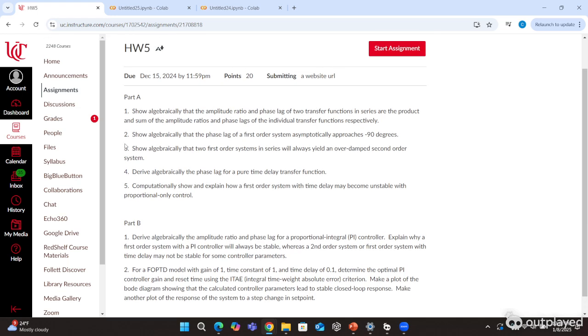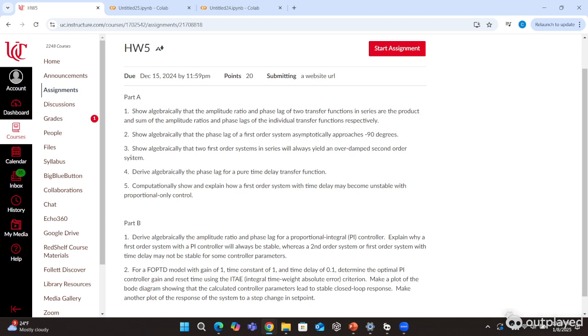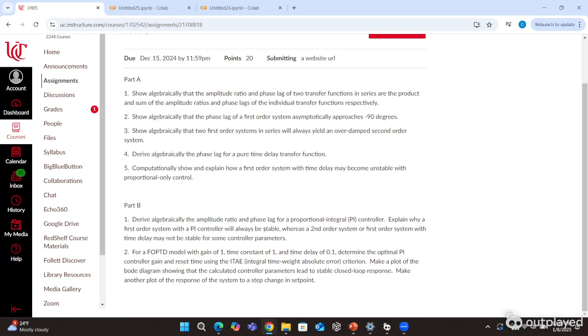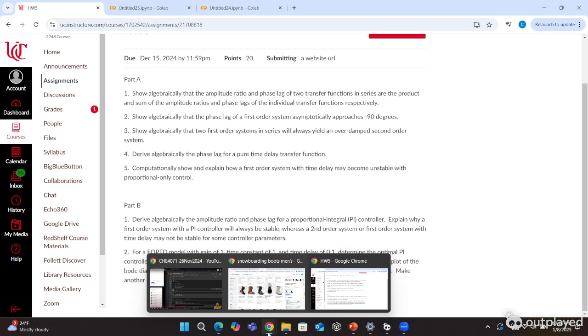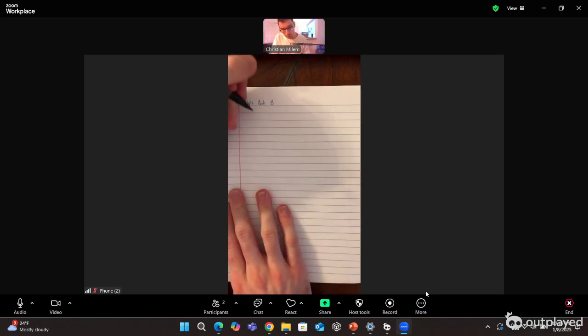All right, so a lot of this is going to tie in directly with this principle that we proved on part A, and then this principle, right? Or I guess these two right here for what's going on with the time delay for first order. All right, so let's get into what a PI controller is.